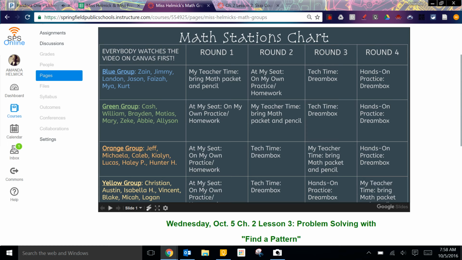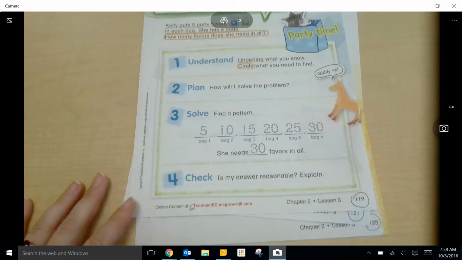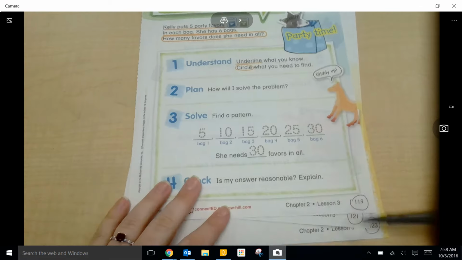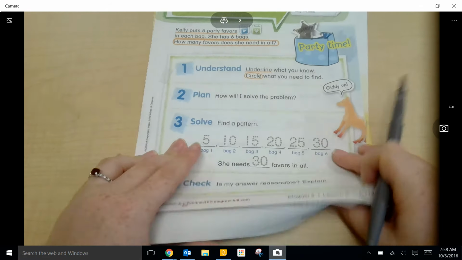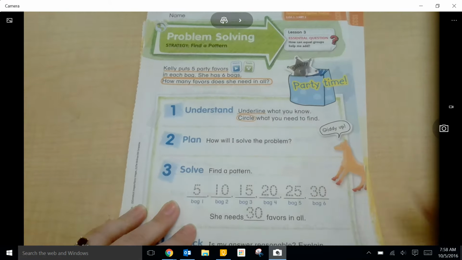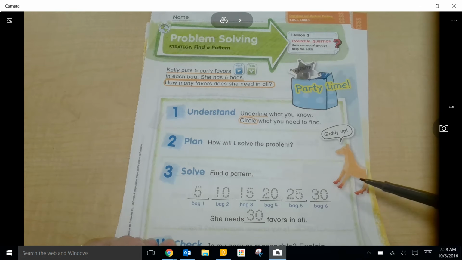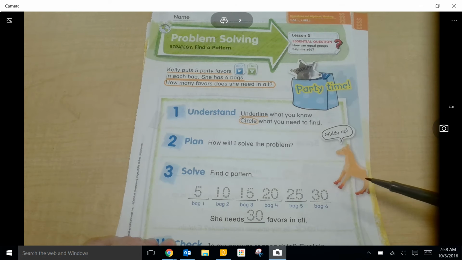Today's math lesson is over problem solving. Let's go ahead and look at those pages now. It's page 119. It has a giant green arrow at the top of the page and a horse on the right side. Page 119.